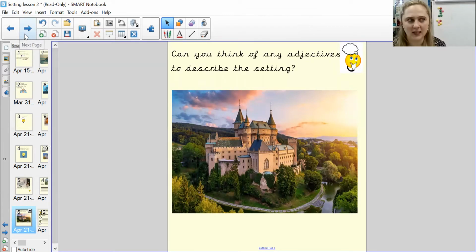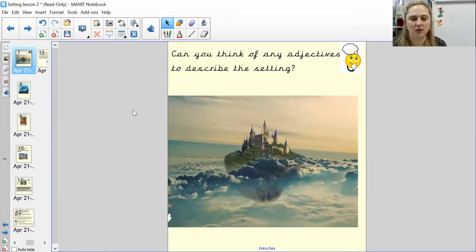Okay, let's have a look at our next picture and see what we've got. Okay, we've got a castle in the clouds. What adjectives could we use to describe this setting? Well, I'll tell you mine and I'll give you some ideas, and you need to be remembering these ideas so you can use them maybe in your writing task at the end of this lesson.